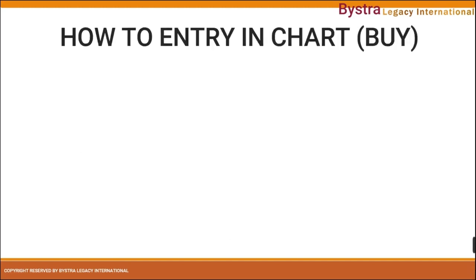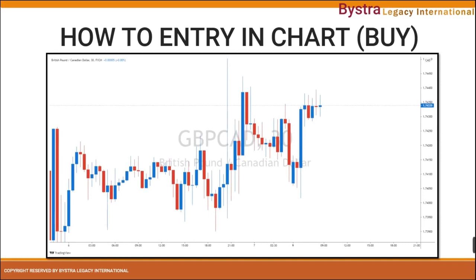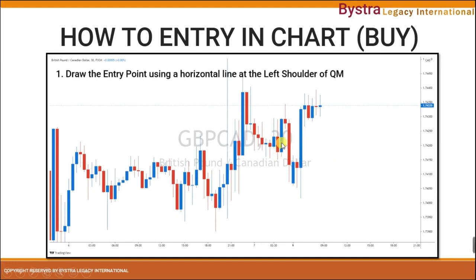Alright, so now let's look at the example in the chart. This is for a buy setup. As we can see here, there's the QM shape, with the left shoulder, low, high, lower low, higher high. So first we draw the entry point using the horizontal line, which is this. After we have drawn the horizontal line, next we need to mark the zone. This zone is just marked from the body until the shadow as a reference. When the price comes back in, it is easier for us to monitor.